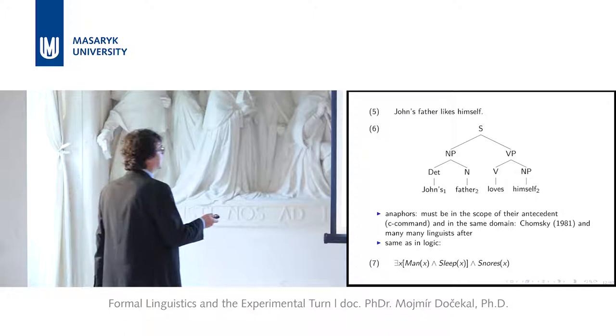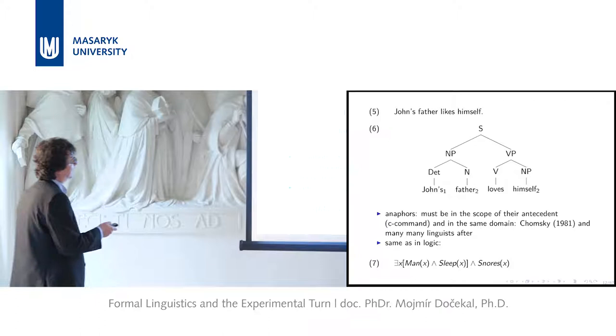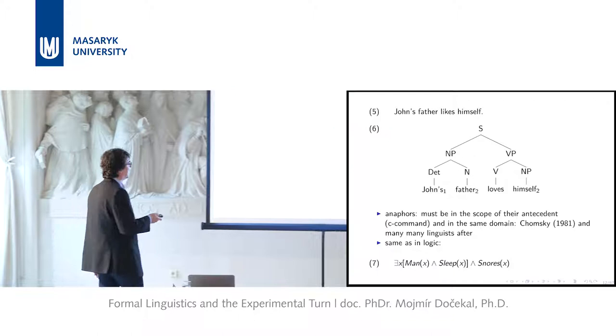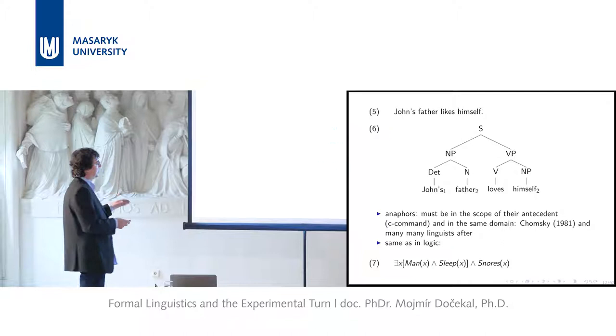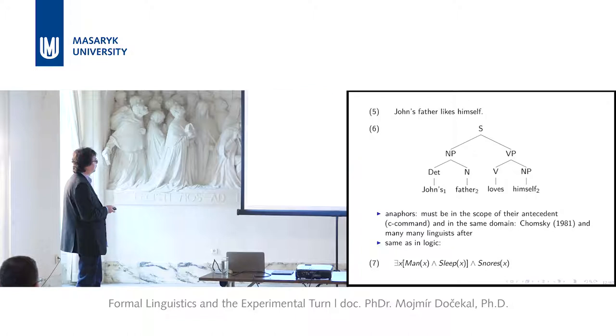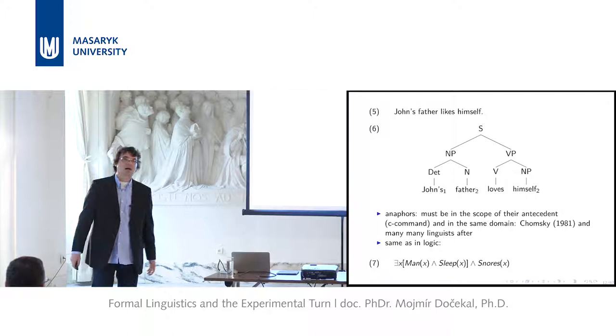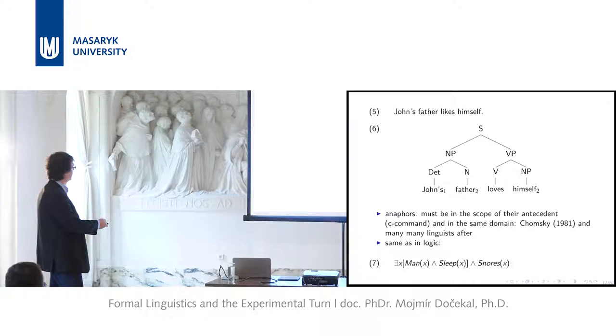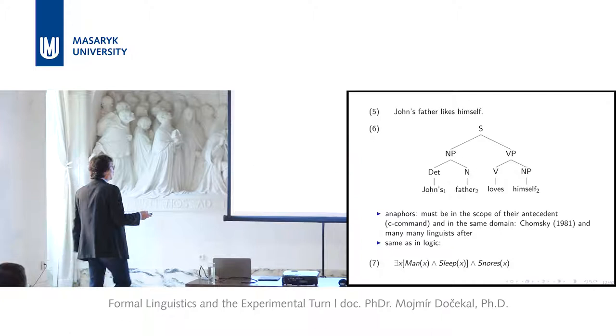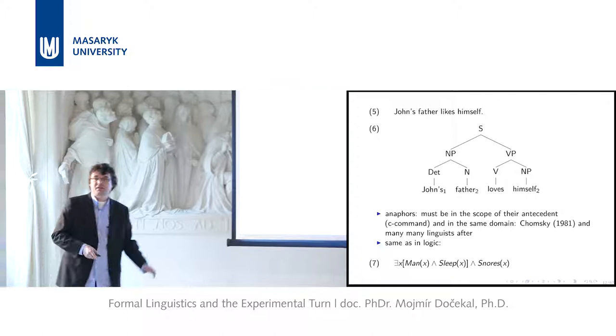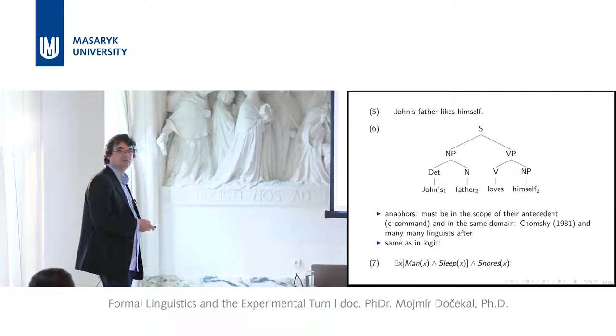So this sentence says, okay, there is a verb, loves, there is a subject, and the head of this subject is a noun. It's called a noun phrase. And the object is here. So this is subject, this is verb, this is object, and there is some structure behind that linearization of the sentence. And Chomsky, in his book from 1981, based on much work on anaphora, claimed that when we go back to these anaphors, words like himself and herself, they are grammatical if they are in the scope of their antecedent. Antecedent, like in logic, is the thing from which the anaphor gets the reference, the meaning.